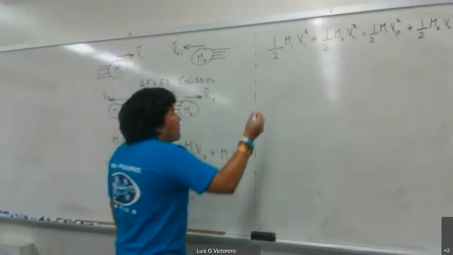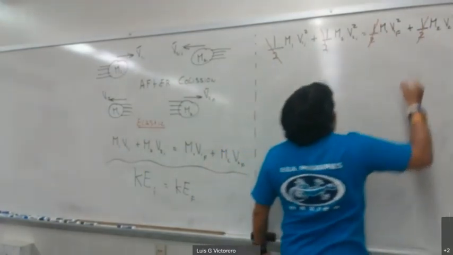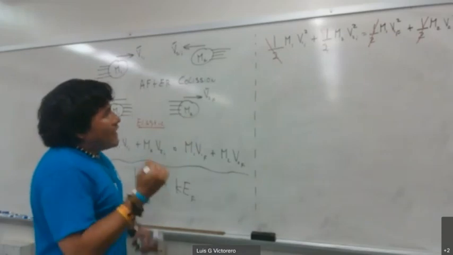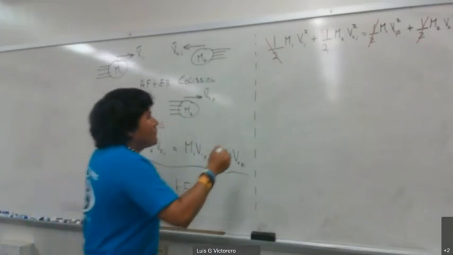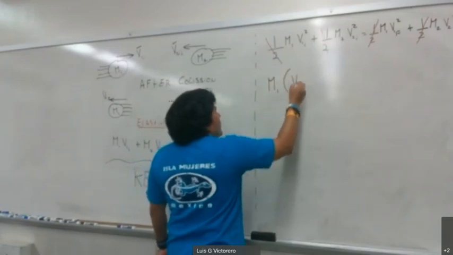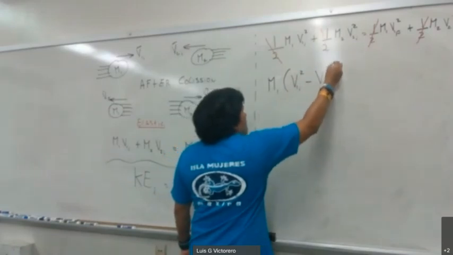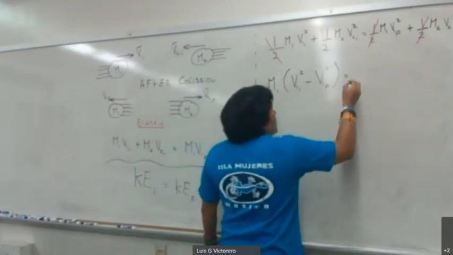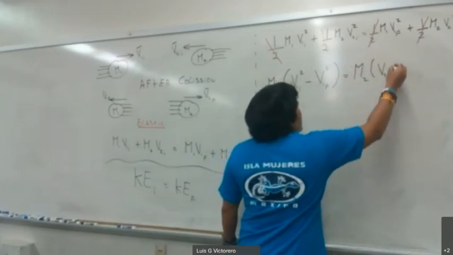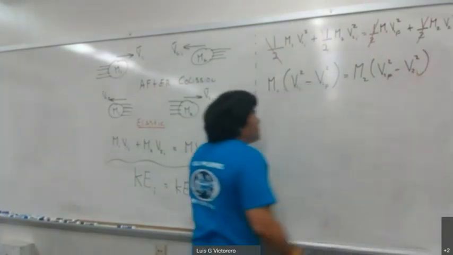First of all, one half, one half, one half, it's like multiplying. Let's join M1s with M1s: M1 times V1 initial squared minus V1 final squared. I can do that, that's fair. And I can do this: M2 times V2 final squared minus V2 initial squared.